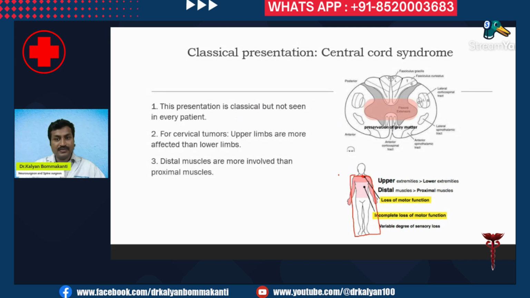In this central cord syndrome, the patient has more symptoms in the upper limbs compared to symptoms in the lower limb. That is, if the tumor is in the cervical cord, that is in the neck region, the upper limb, that is hands, are more severely involved than the lower limbs. And when a limb is involved, the distal muscles are more involved than the proximal muscles. That is, fingers are more involved than the proximal muscles, that is the shoulders.